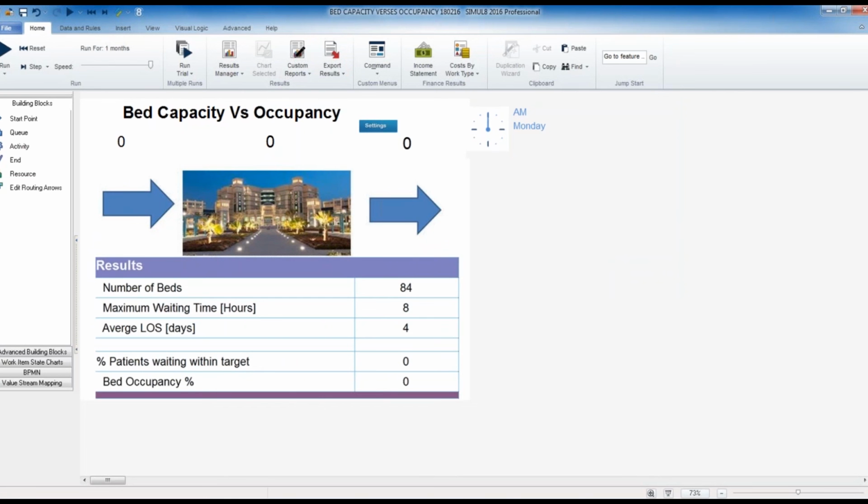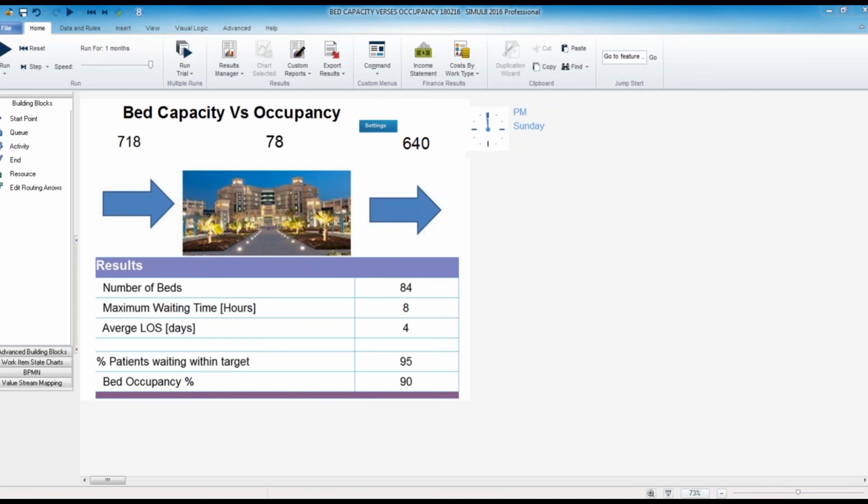So let's move on to the model and play our little game. So we're going to look at the simulation now. Take a moment just to put it up. So this is a picture of a lovely hospital, Al Wakra, and we're going to look at the bed capacity versus bed occupancy. We're going to run the simulation, and then we're going to ask you some questions. Okay, so here we go. The simulation is going. We've got 84 beds there. We've got 8 hours. Our average length of stay is 4. And the patients waiting within target is 95 and our bed occupancy is 90.